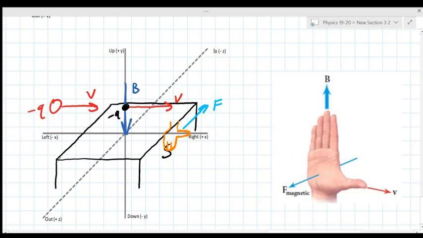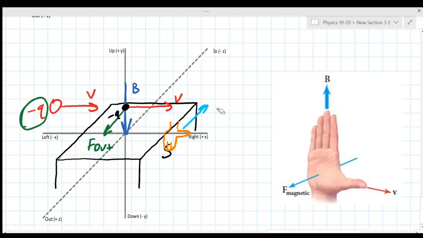But since the right-hand rule gives us in, and this is a negative charge, we have to flip our answer. So when you're dealing with a negative charge, you've got to flip your final answer. The force is actually going to be out. If it had been up, it would be down. If it had given us right, it would be left. So you just flip the direction of the force when you're done if you're doing a negative charge.